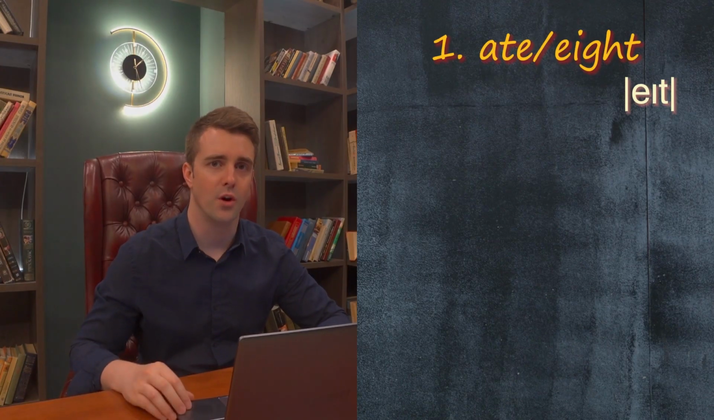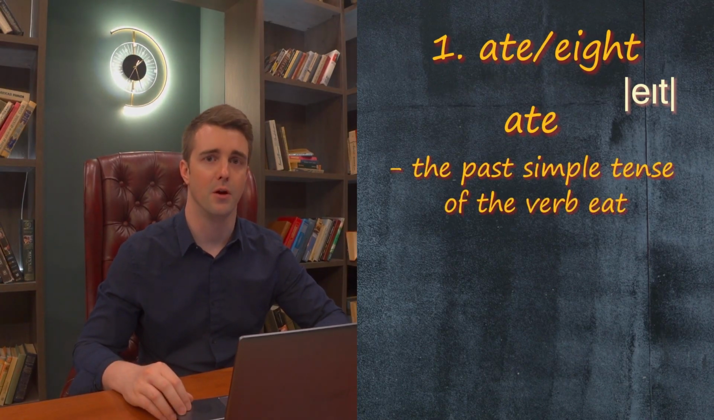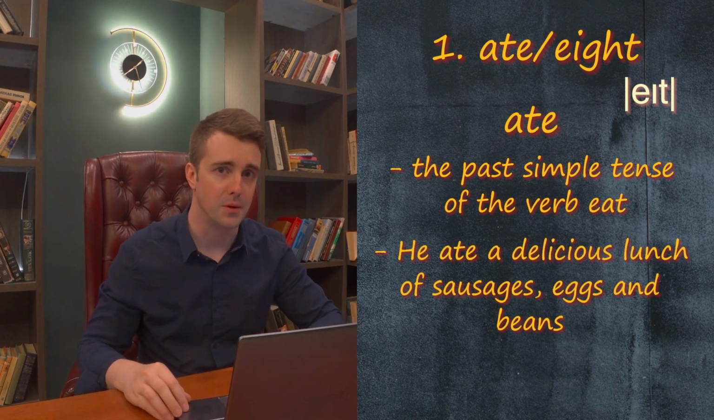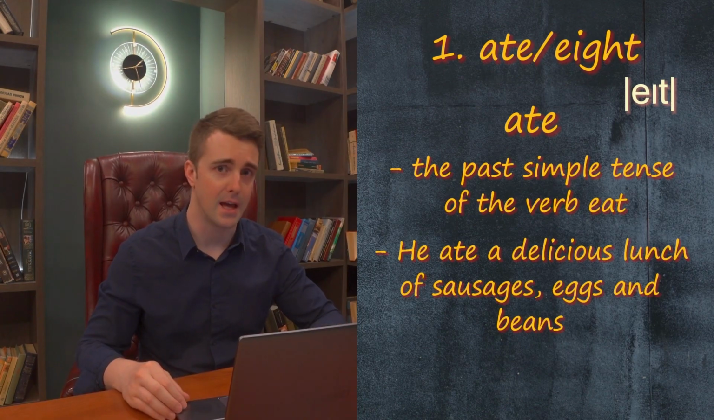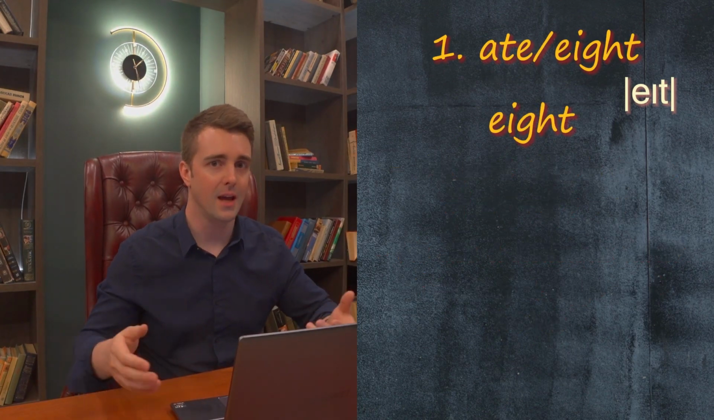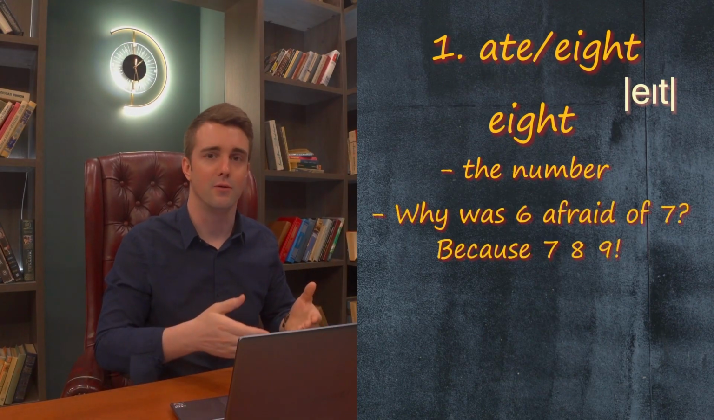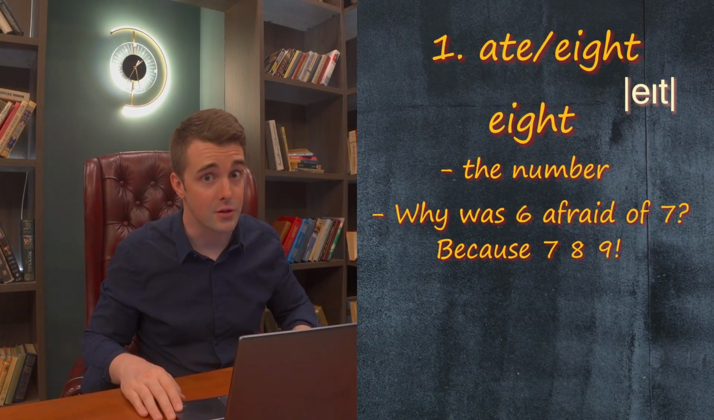Let's take a look at the words ate and eight. So ate is the past simple tense of the verb eat. For example, he ate a delicious lunch of sausages, eggs and beans. And eight is the number 8, as in, why was 6 afraid of 7? Because 7 ate 9. Fantastic joke.